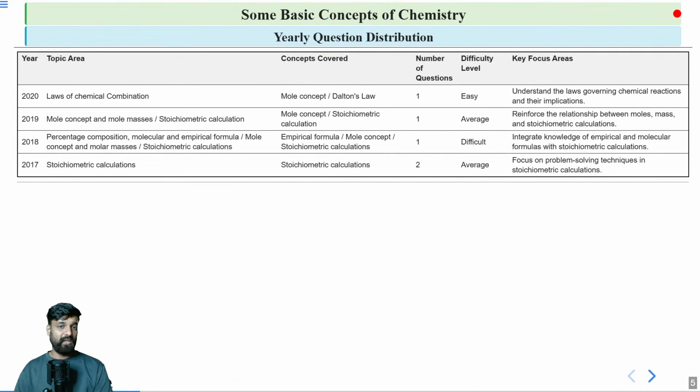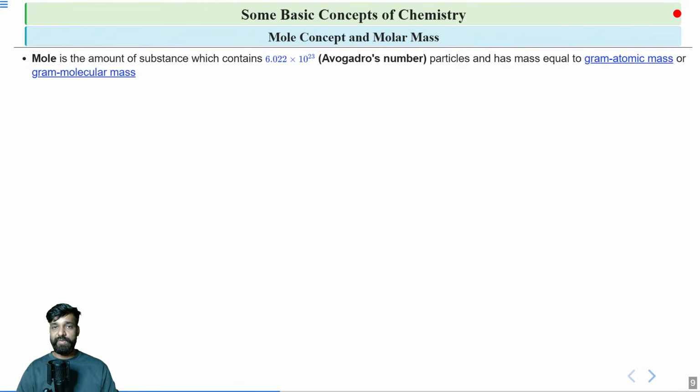Then if I talk about the year 2017 to 2020, again you can see questions from mole concept, empirical formula and stoichiometric calculation. So overall these three topics are important for your chapter, some basic concepts of chemistry. So let us just begin with the next part, which is your first topic, mole concept and molar mass.